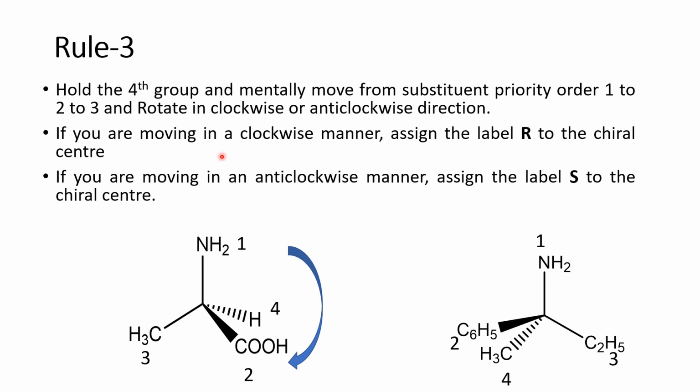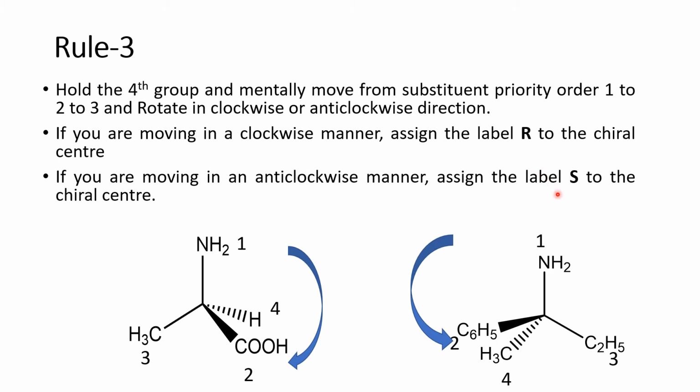okay, if you are moving in a clockwise direction, then the molecule is assigned with the R configuration, or the molecule is labeled with R. If the same molecule, we are moving in the opposite direction, that means in the anti-clockwise direction, like this second molecule, moving from 1, 2, 3 in the anti-clockwise direction, therefore we assign this molecule as S. So this is what we are assigning, R and S.